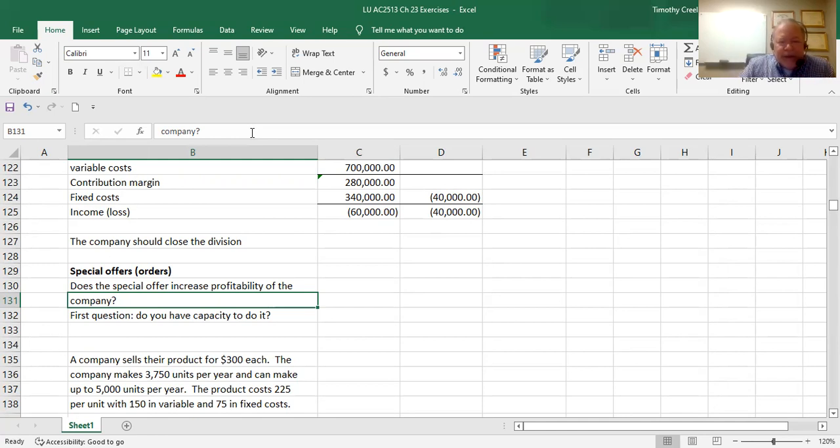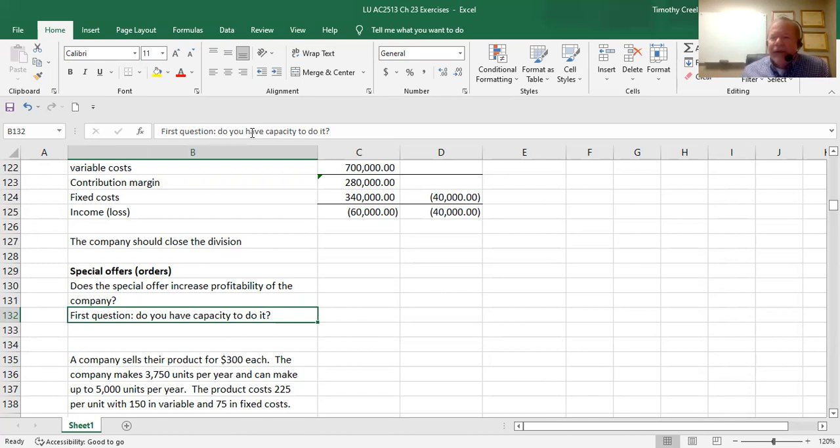So the first question you want to ask yourself here is, do you have the capacity to do it? And here's one thing, special orders usually are at a lower price point than what you charge your normal customers. And so you don't want to bump your regular customers, or hurt those customer relationships, if you don't have the capacity to complete the special order by the time they need it. So sometimes if you're full, you've just got to say, no, we don't have capacity to do it for you right now. Because like I said, you don't want to anger your current customers. So first question, do you have capacity?